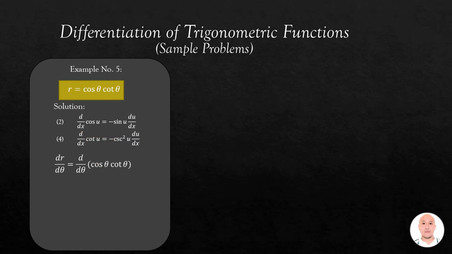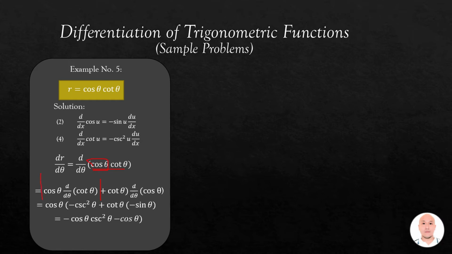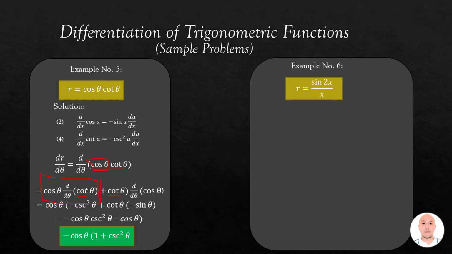Then dr over d theta is equals to d over d theta of cosine theta and cotangent theta. Next, we now have to divide this into two forms. So for cosine theta, this is d over d theta cosine theta times cotangent u plus cotangent u times d over d theta cosine u.